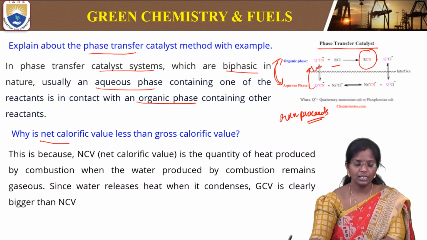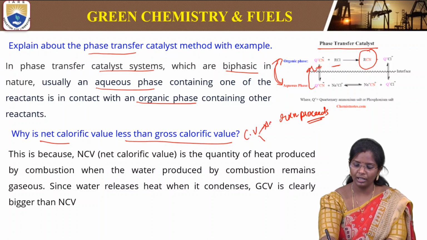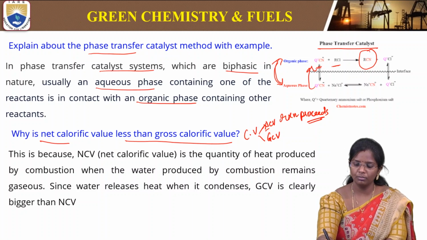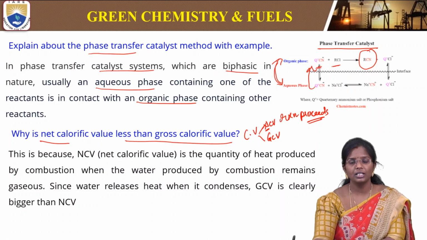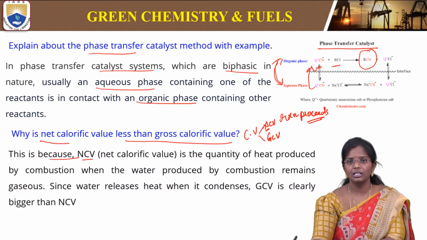Next is: why is the net calorific value less than the gross calorific value? The calorific value is of two types, net calorific value and gross calorific value. The gross calorific value is the total heat liberated, including the heat of steam also. The net is the useful calorific value that is available for running machinery or for energy. The net calorific value is lower because the latent heat, or the heat due to steam, is removed from the gross calorific value. That is why the net calorific value is lower.